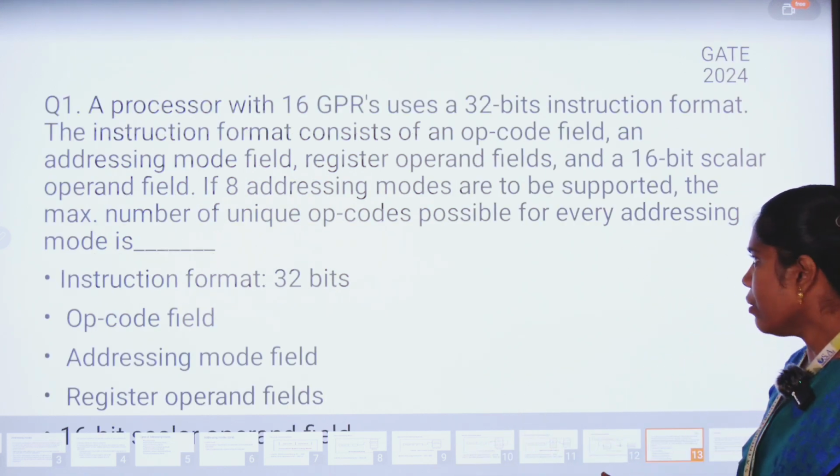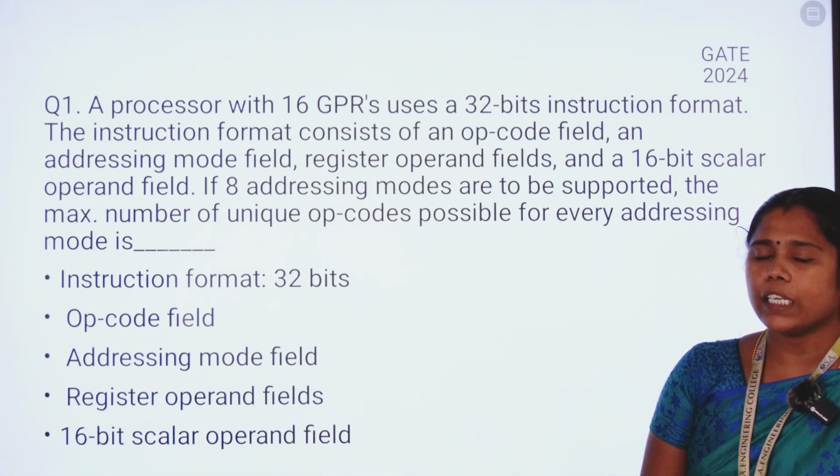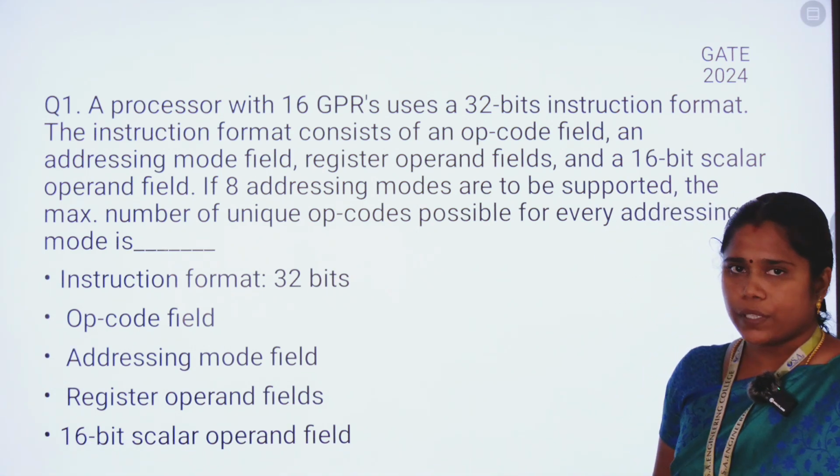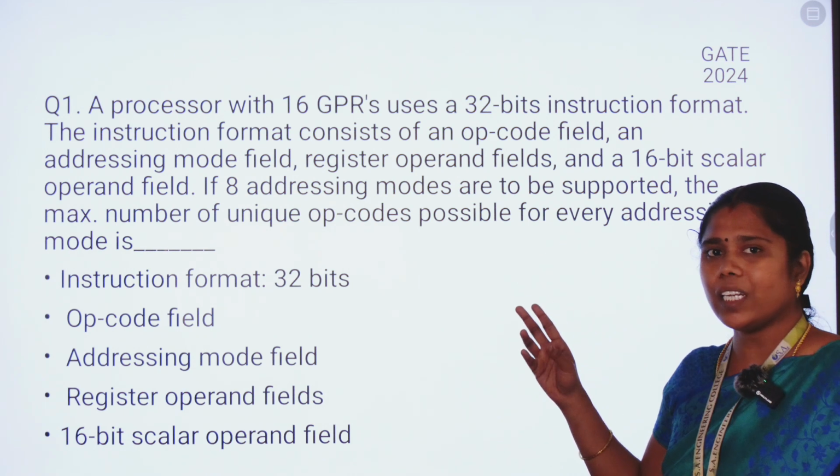Now we could see some of the questions solved in previous years' GATE questions related to these addressing modes. The first question given is: a processor with 16 GPR, where GPR means general purpose register.